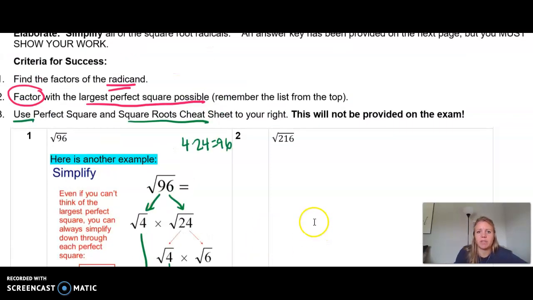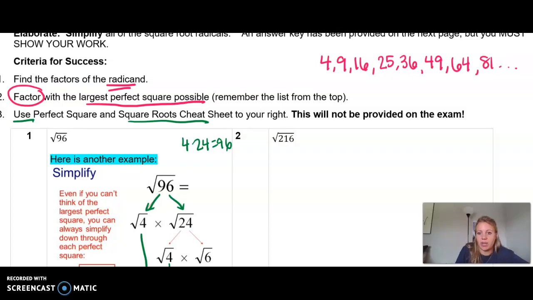I'm going to write down here the perfect squares that you're going to maybe want to divide by, right? Besides 1, the perfect squares are 4, 9, 16, 25, 36, that's 6 squared, and then 7 squared is 49, 8 squared is 64, 9 squared is 81. These are your perfect squares. This is 2 squared is 4, 3 squared is 9, 4 squared is 16, 5 squared is 25, 6 squared is 36, 7 squared, 8 squared, and 9 squared. So these are the things you want to divide by, right? These are your perfect squares.